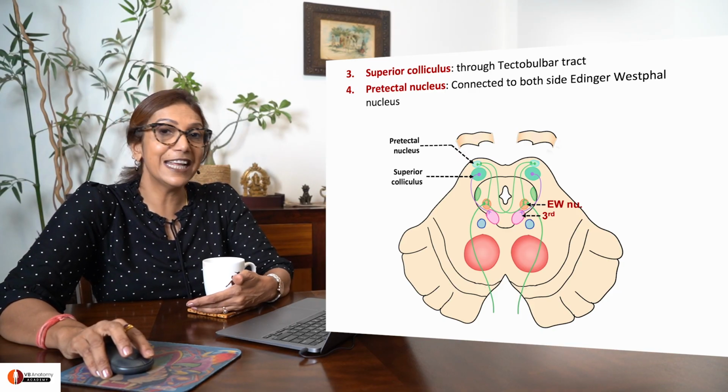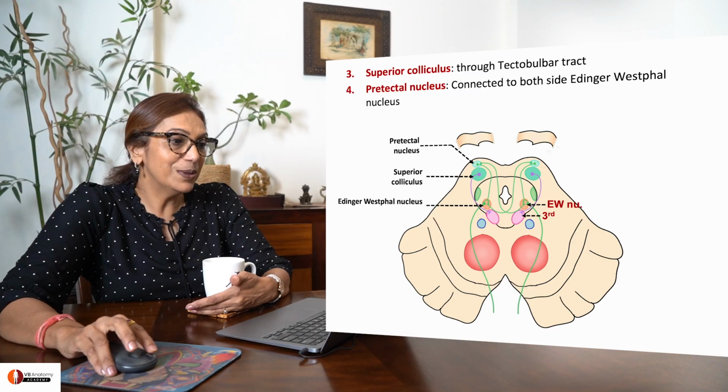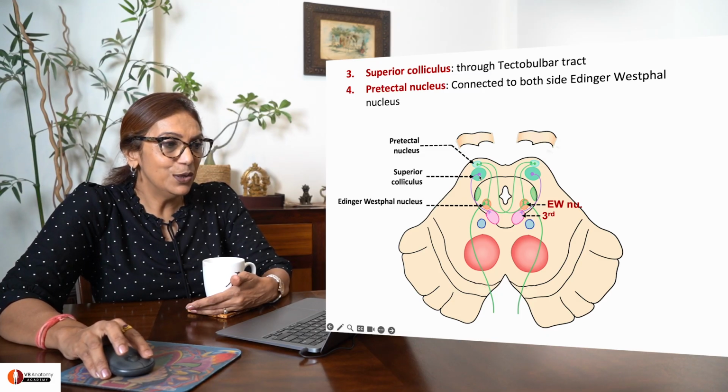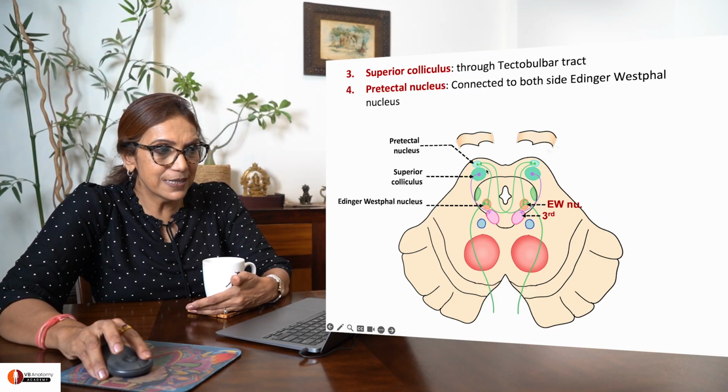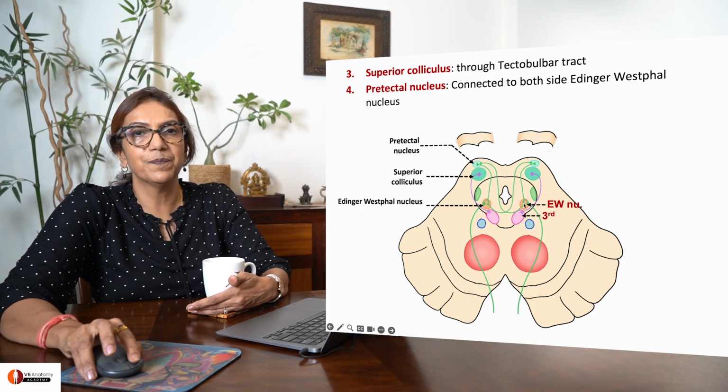Finally, it also receives connections from the pretectal nucleus. Now, this is fantastically interesting. Come, I will explain it to you. So, this is your Edinger-Westphal nucleus. You can see how the pretectal nucleus is connected to the same side Edinger-Westphal as well as the opposite side Edinger-Westphal.